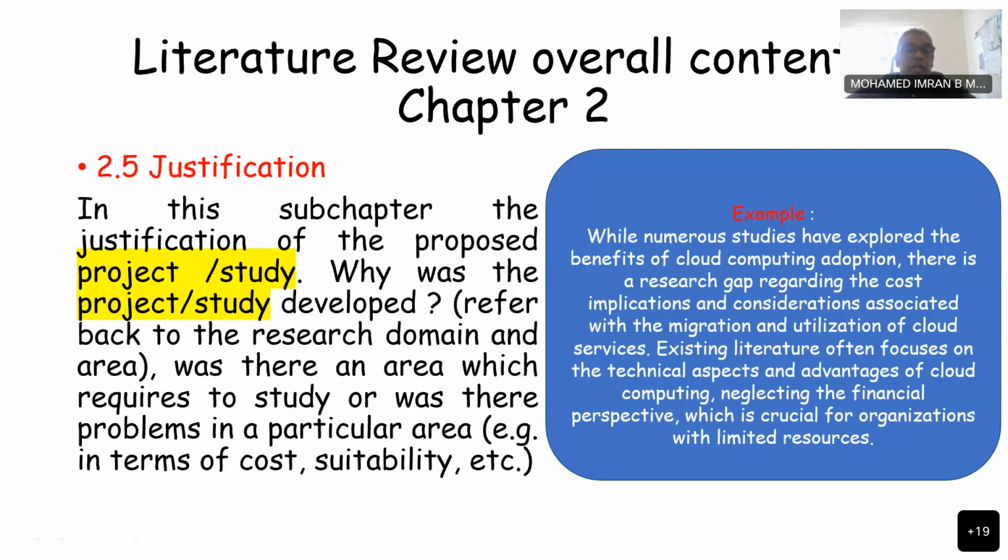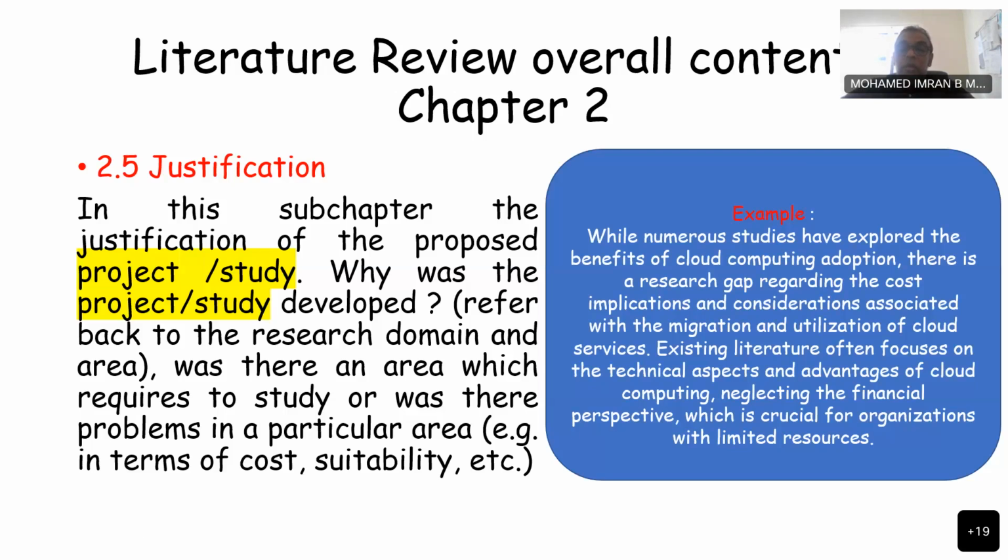Why was the project developed? Was there an area which requires study, or were there problems in a particular area? So in terms of cost, maybe the systems were there, it was good, it was everything, but the cost of the system is very high, so you want to develop a cheaper solution. Okay, this is an example of one of my previous students. He wanted to do something on cloud computing, right? So he says that although there are benefits of cloud computing adoption, there's also a gap, or there are also some problems regarding the cost of implementation.